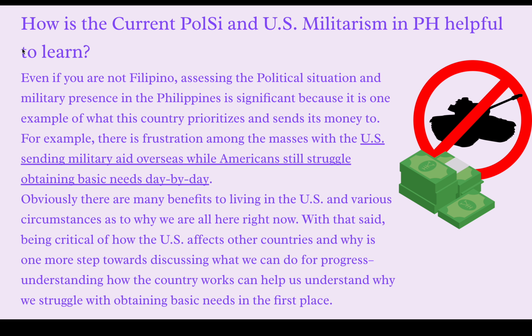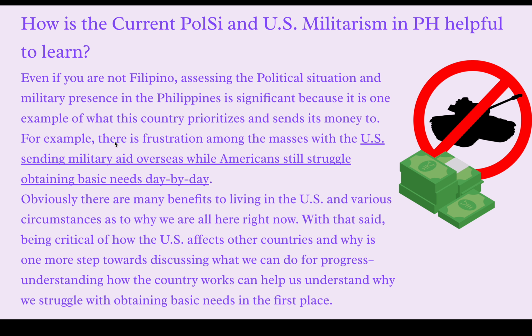Okay, last few slides. How is the current political situation? It's a pretty long thing. And U.S. militarism in the Philippines, helpful to learn. I will just read this out. Even if you are not Filipino, assessing the political situation and military presence in the Philippines is significant because it is one example of what the U.S. prioritizes and sends its money to, what it provides financial, military aid to. I remember someone saying, it doesn't just send money, it also sends more tanks, more guns, more troops. It's not just straight up money.